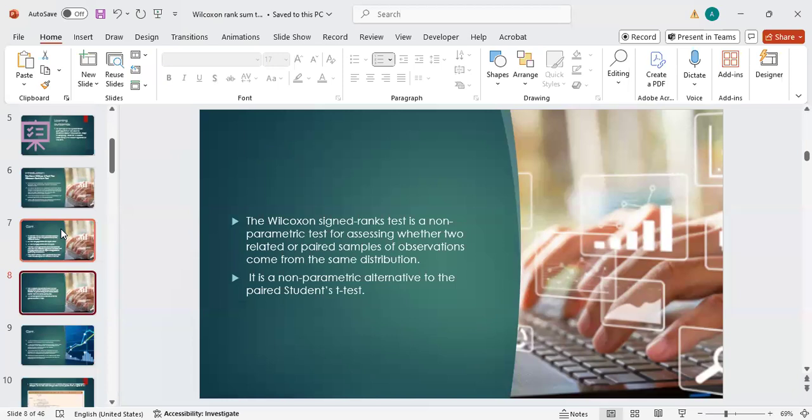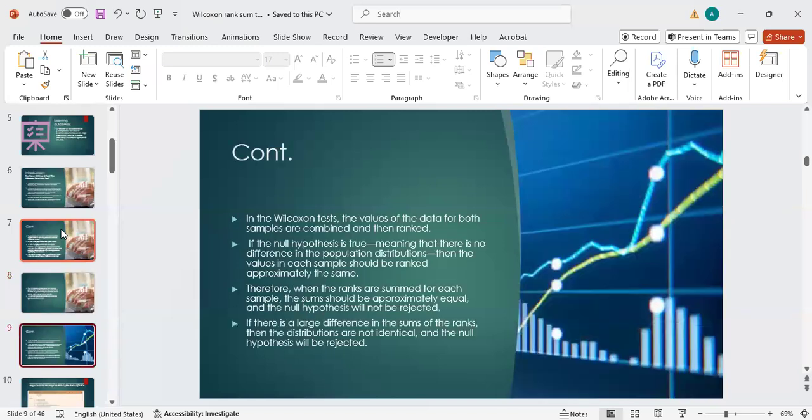The Wilcoxon signed rank test is a non-parametric test for assessing whether two related or paired samples of observations come from the same distribution. It is a non-parametric alternative to the paired Student's t-test.